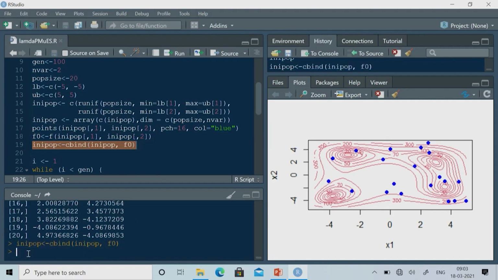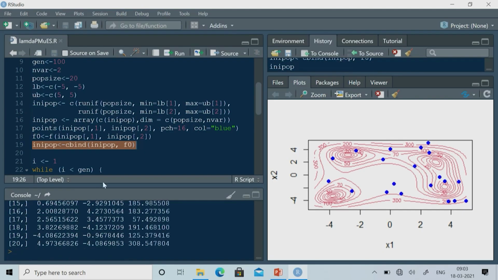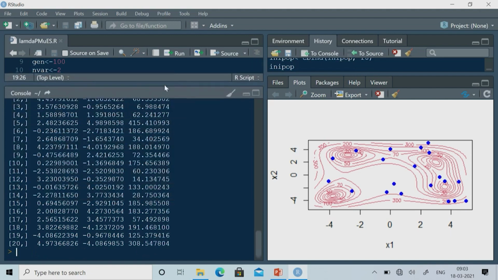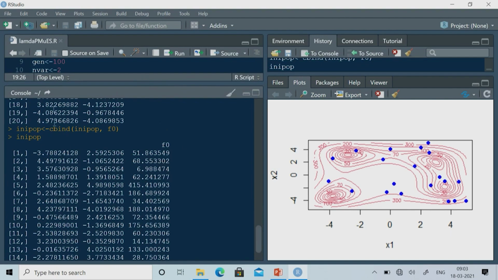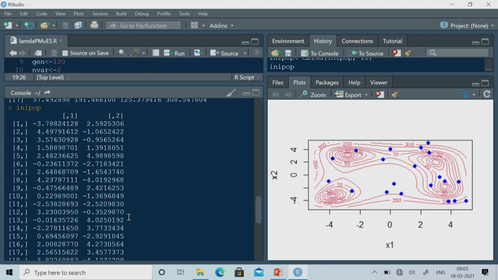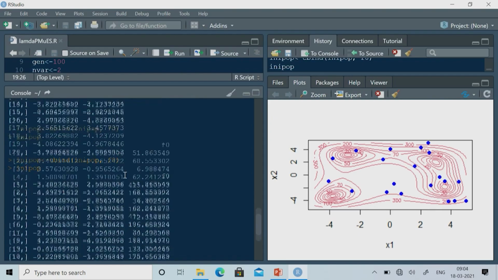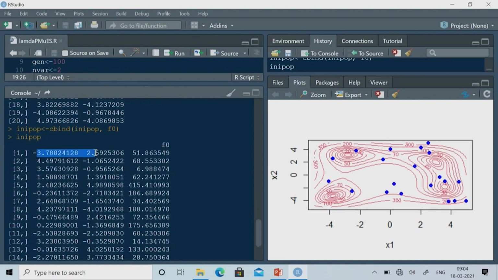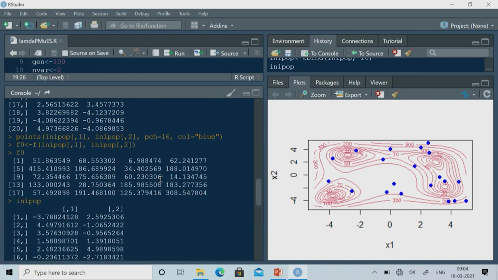Now if you look at the initial population, you are getting another column here. This is the initial population: this is the value of x 1, this is the value of x 2 and this is the objective function value. For all 20 population members I am getting x 1, x 2 and the function value. So I am keeping everything in my initial population, that is the solution as well as the function value.